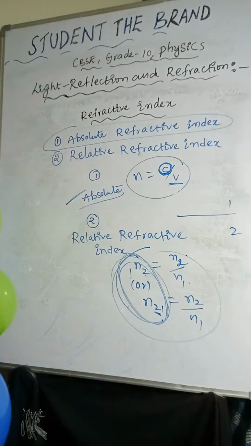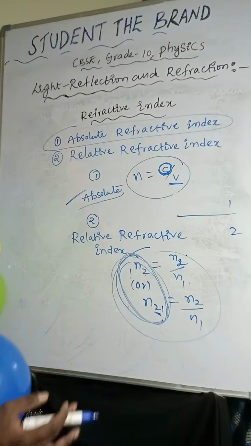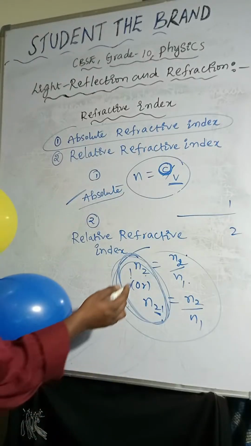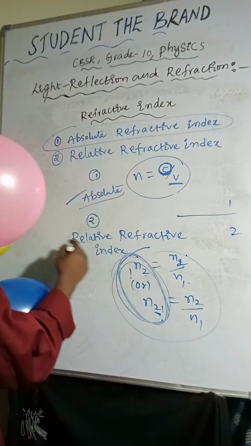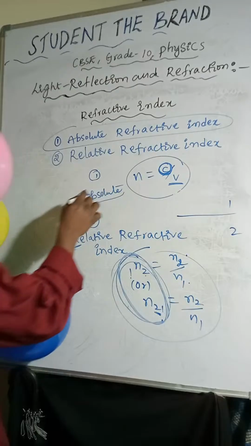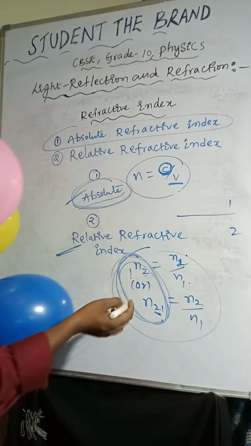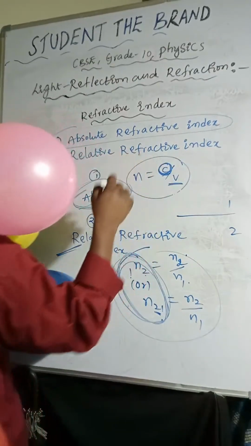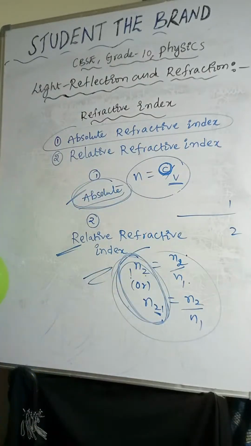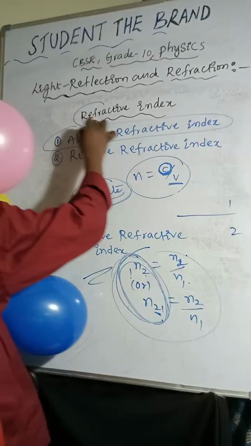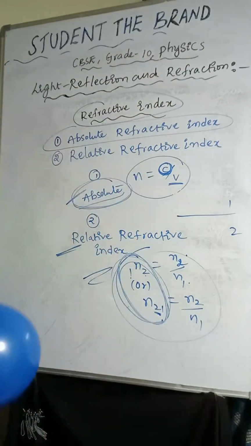Now make sure that you are understanding the concept. The concept is very important. n21 is n2 by n1. So this is a relative refractive index. Coming to absolute refractive index, n equals c by v. That is absolute refractive index, and this is relative refractive index. I hope it is very clear. So that is about the refractive index concept.